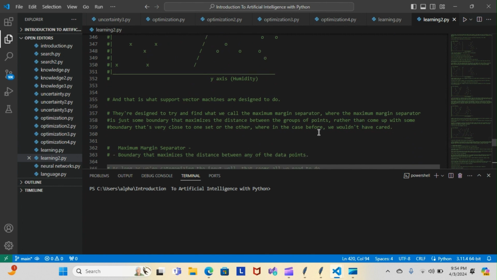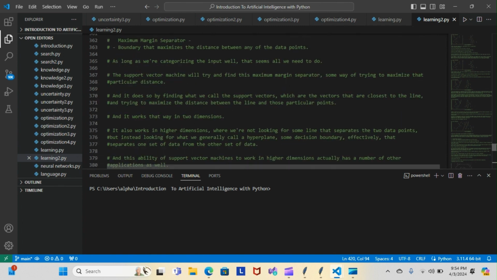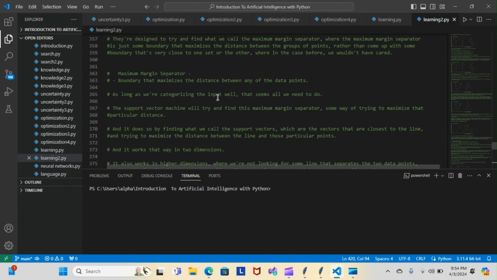They're designed to try and find what we call the maximum margin separator, where the maximum margin separator is just some boundary that maximizes the distance between the groups of points, rather than come up with some boundary that's very close to one set or the other, where in the case before, we wouldn't have cared. And that's just the definition of the maximum margin separator, a boundary that maximizes the distance between any of the data points. So as long as we're categorizing the input well, that seems all we need to do. The support vector machine will try and find its maximum margin separator, some way of trying to maximize that particular distance. And it does so by finding what we call the support vectors, which are the vectors that are closest to the line, and trying to maximize the distance between the line and those particular points. And it works that way in 2 dimensions.